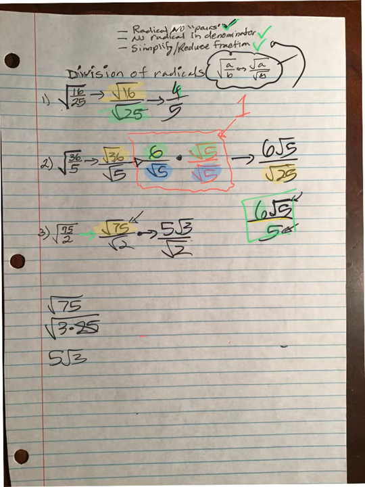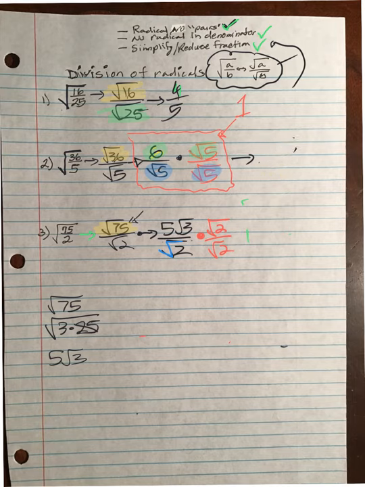You might think we're done, but we're not done because we say that you cannot have a radical in the denominator. So we're going to get rid of this radical in the denominator by doing what's called rationalizing the denominator. So we are going to multiply by a fancy 1, and this time we're going to use square root of 2 over square root of 2.